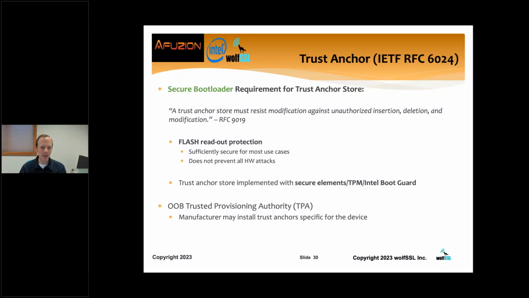So for our bootloader, we have a couple options for trust anchors and trust anchor stores. The first one being flash readout protections, which will just prevent the key or the trust anchor from being read out. This is sufficiently secure for most cases, but it's not going to prevent against all hardware attacks. Kind of the next step in security is having a secure element or TPM or using Intel BootGuard to implement the trust anchor for you. You might also see an out-of-band trusted provisioning authority or TPA come into play where a manufacturer might install trust anchors into the devices at manufacturing time. That might be done with a TPM or the secure element or in some other manner.